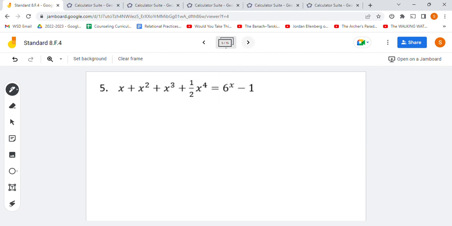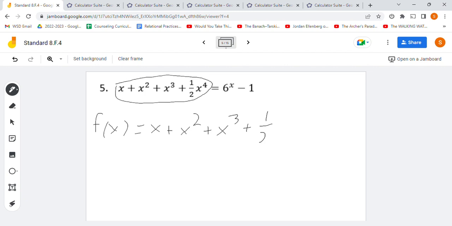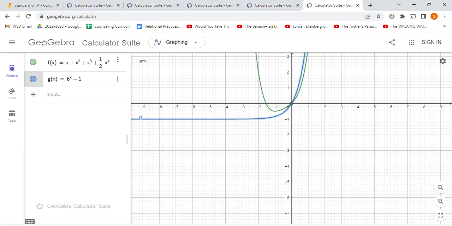And our last equation here, we're going to split this side up. We have f of x equals x plus x squared plus x to the 3rd power plus 1/2 x to the 4th power. And the right-hand side, we have g of x equals 6 to the x power minus 1. Going back to our calculator, we've got both of these graphed here. We can see that there's an intersection there.